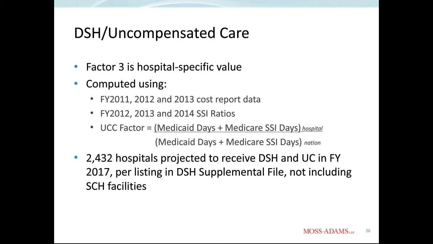Part of the problem has been the hospitals in Puerto Rico don't have SSI data. And so CMS established a 14% proxy for their SSI ratio. The long and the short of this is that these hospitals in Puerto Rico are going to now receive disproportionate share uncompensated care payments, but it's not going to have a material effect on everybody. So there's more coverage and a little bit less for everybody else.